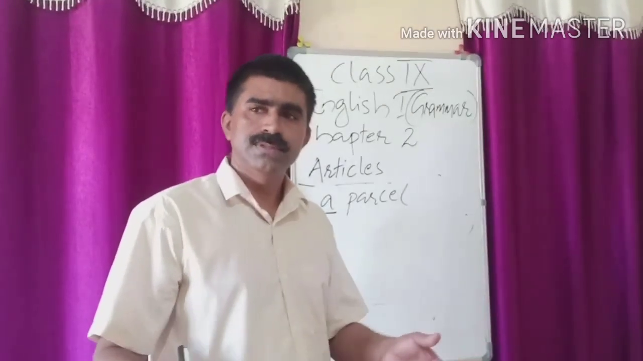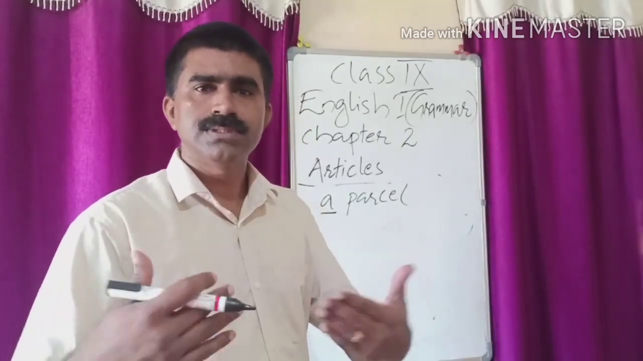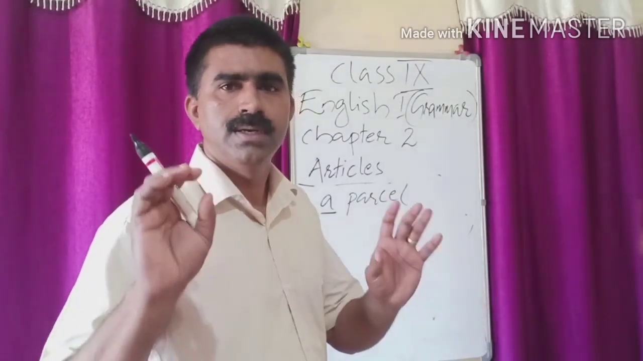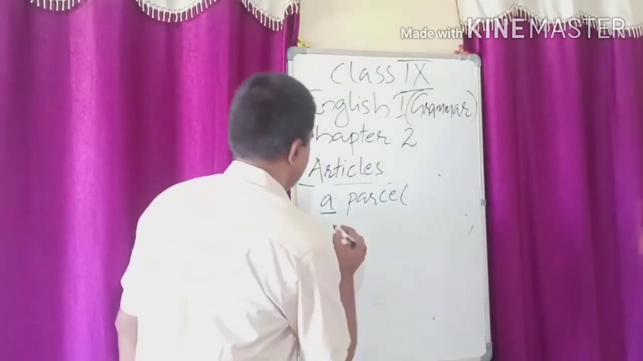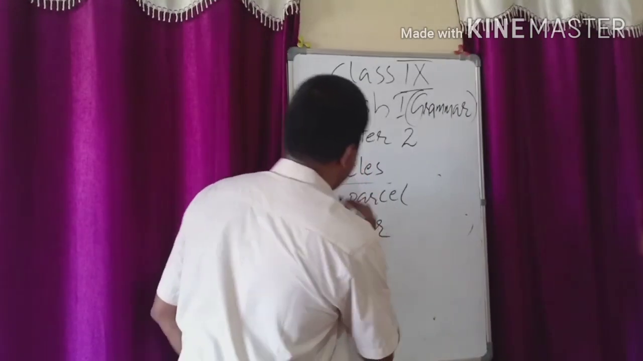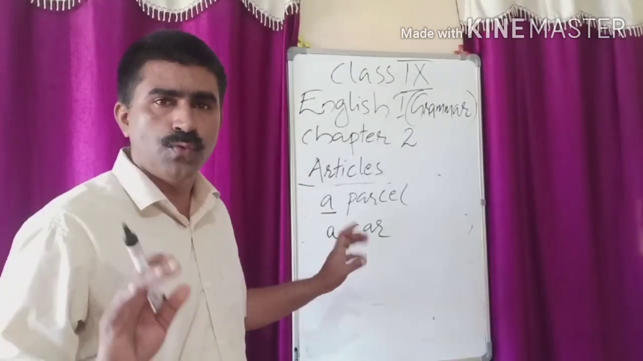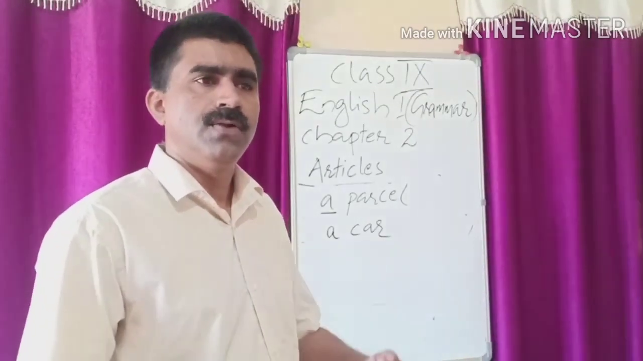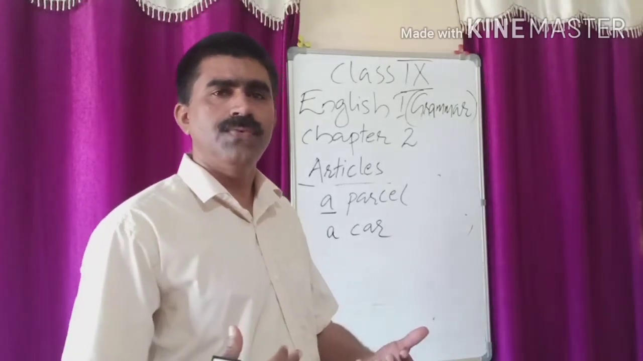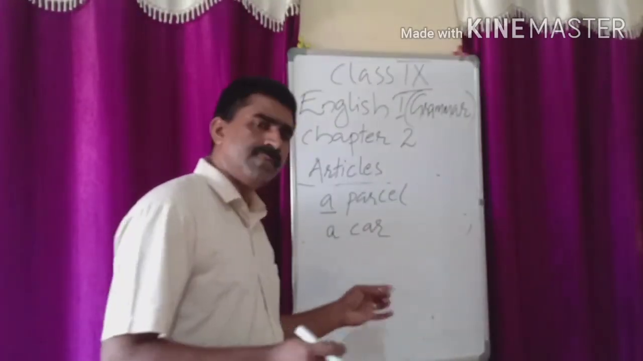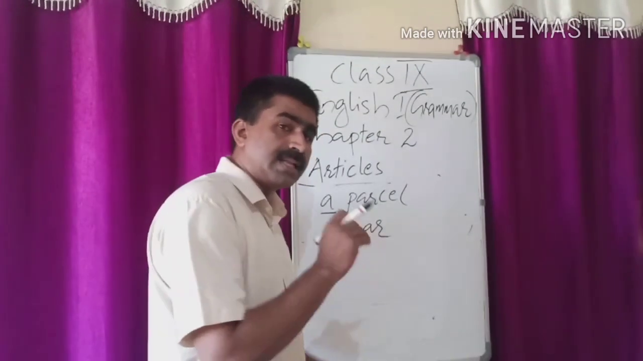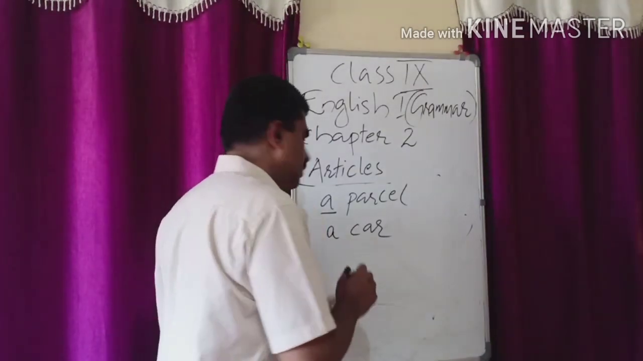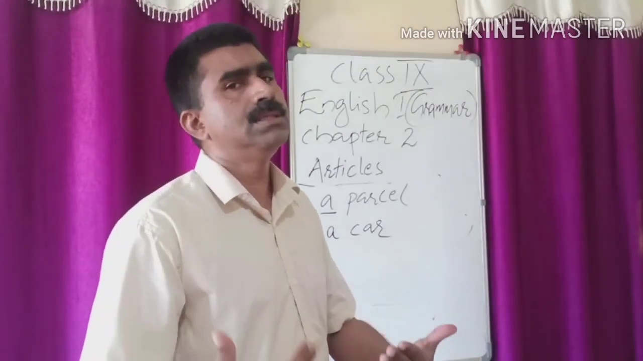Then again we use it when it shows the meaning of one. Example: I have bought a car. Here it gives the meaning of one. Then again we use the indefinite article when it means each. For example, I read at least a book a month. That means at least one book each month.